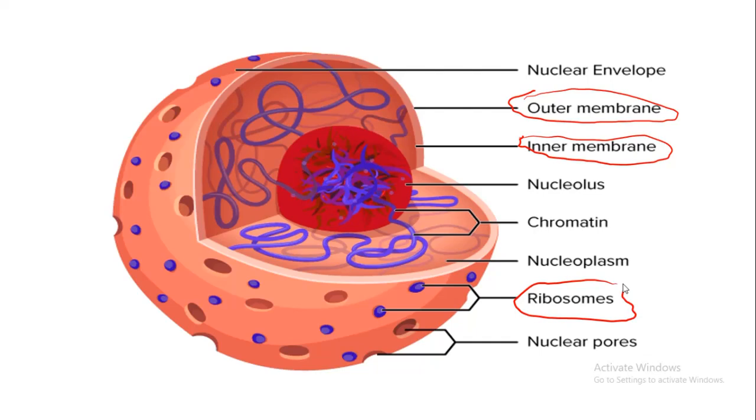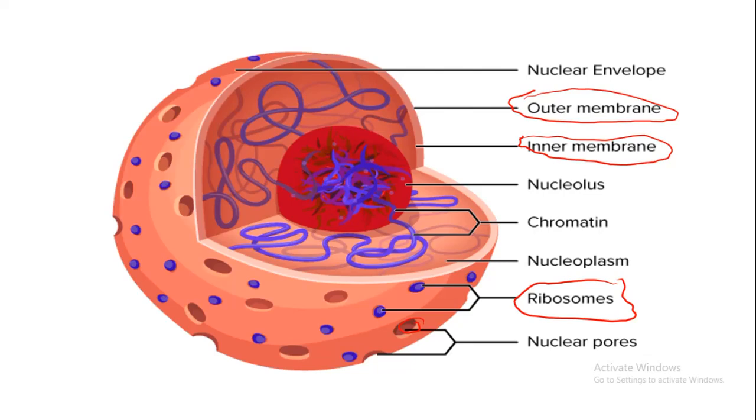When the ribosomes are formed in the nucleus, they need to leave through what? The nuclear pore. When the mRNA is being formed in the nucleolus, it needs to leave the nucleus and go into the cytoplasm so that protein synthesis can take place. All that will lead through the what? The nuclear pore. But take note of the important things that I've mentioned.